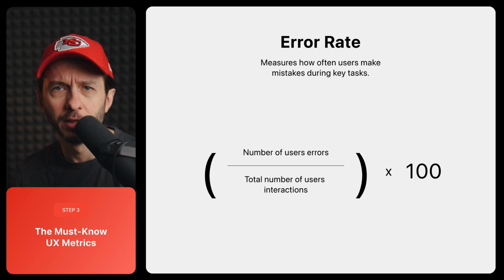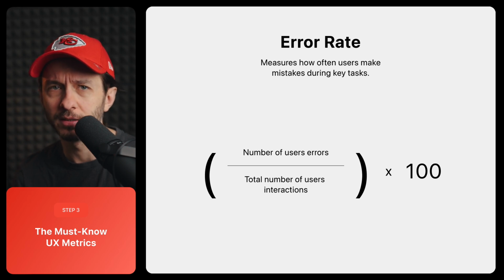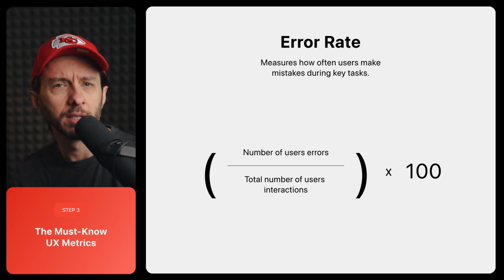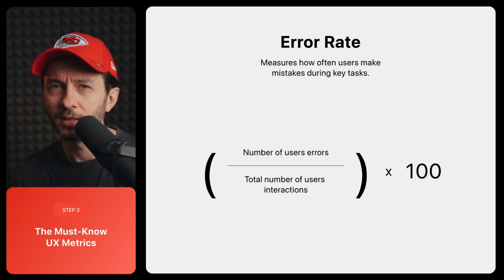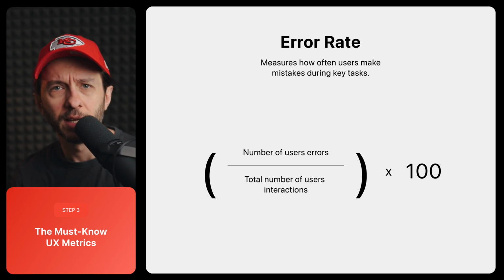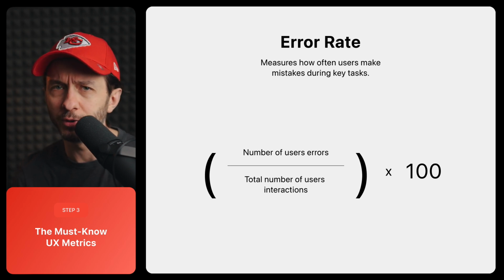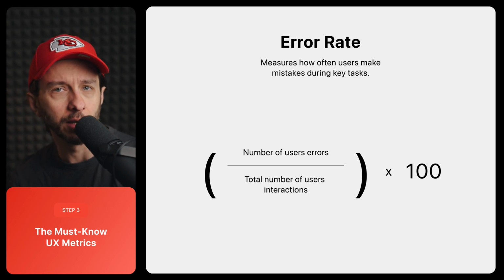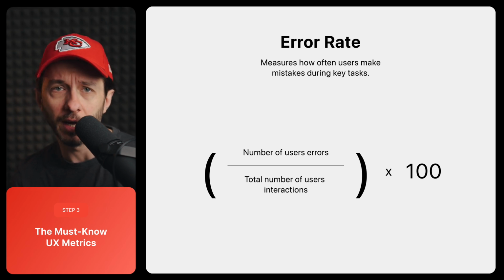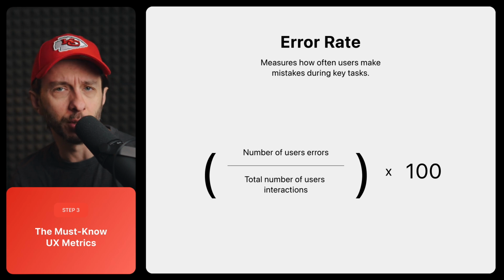Error rate. Measures how often users make mistakes during key tasks. Why it matters? A high error rate indicates a confusing interface or poor guidance. Benchmark, less than 5% errors. Example, if 20% of users accidentally delete the account instead of logging out, there is a serious problem.